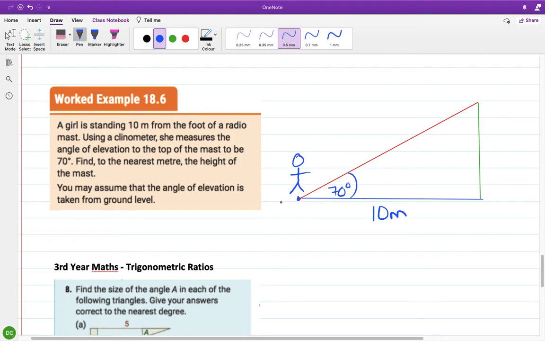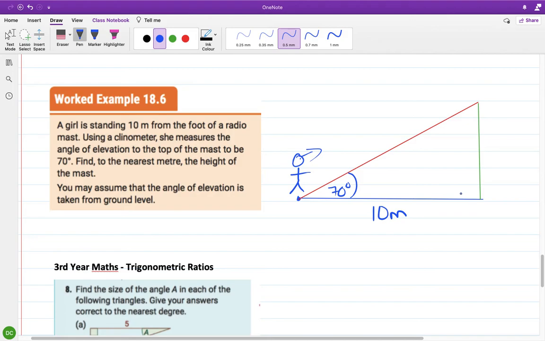Find to the nearest meter the height of the mast. You may assume that the angle of elevation is taken from the ground. I did that anyway, okay? So the fact that it's her looking up, it would be a fair argument that the angle of elevation is taken from there, but it's really hard to do the maths on that because it's not a triangle, I suppose. So pretty much always, unless stated otherwise, it's taken from the ground.